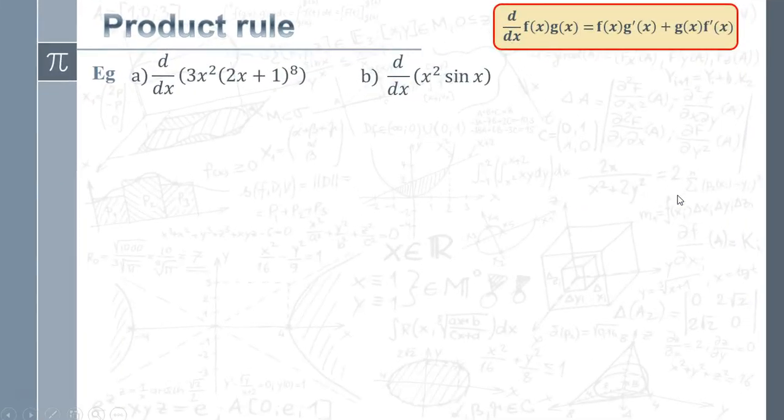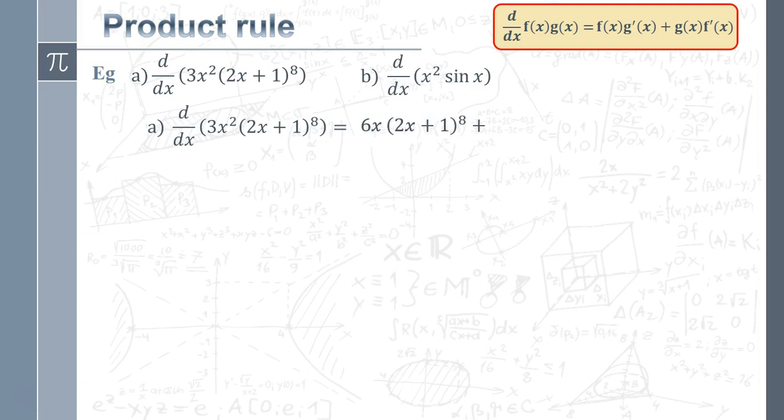Right. Let's crack on and have a look at the other two examples that I mentioned previously when we talked about this one that would, if we multiplied out, require a massive binomial expansion. Let's ignore the binomial expansion and do it using the product rule. So here we go. Differentiate 3x squared, leave (2x plus 1) to the power 8 as it is. And then I'm going to leave 3x squared alone and differentiate (2x plus 1) to the power 8.